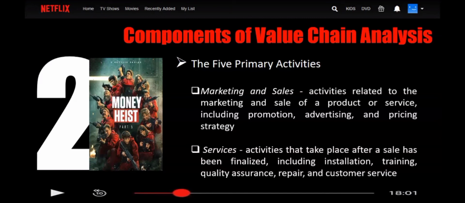This includes activities to maintain products and enhance consumer experience: customer service, maintenance, repair, refund, and exchange.